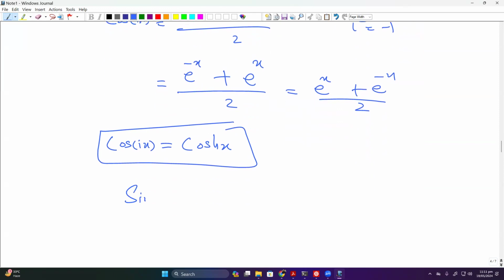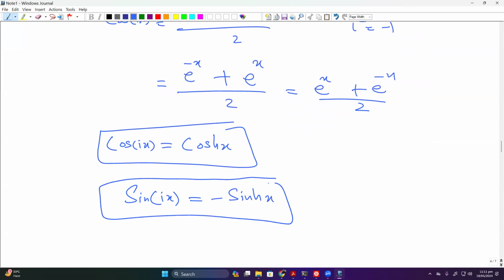And similarly, sin ix is equal to minus sinh x. This can be proved by using a similar approach. So this way we got these hyperbolic functions as well. And then the others can be easily obtained because tanh x is equal to sinh x by cosh x, and so on.